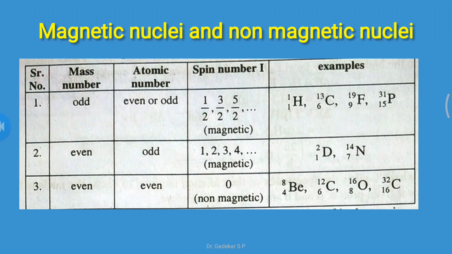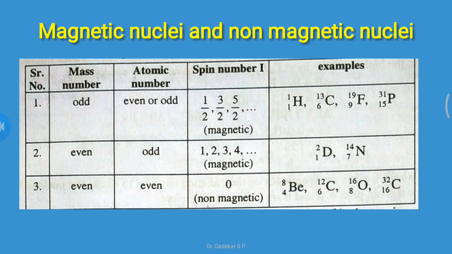Okay, so example H1, C13, F19, P31. These mass numbers are odd and the atomic number is even. H1, its mass is odd. If the mass number is even and the atomic number is odd, then its spin quantum number is integral: 1, 2, 3, 4. So they are also magnetically active.